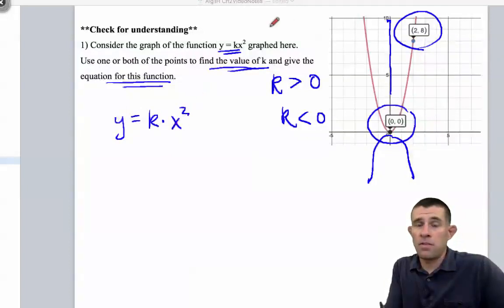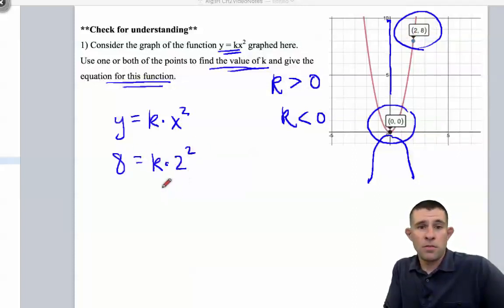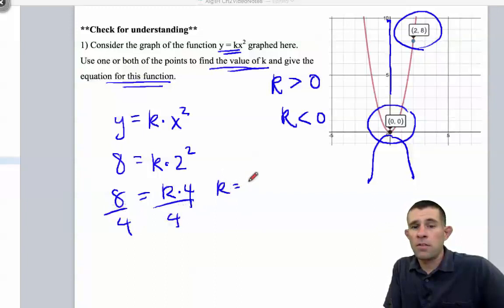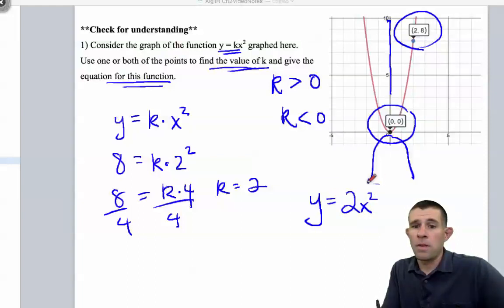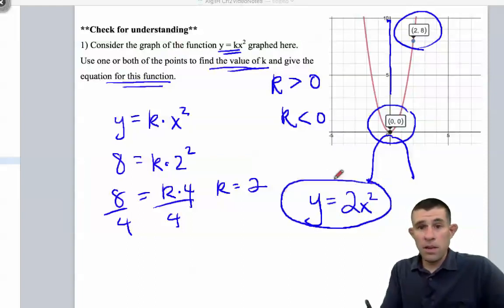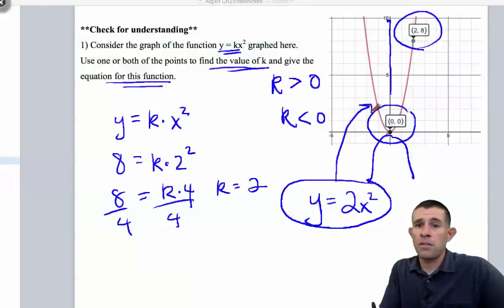So let's substitute the values in for x and y. So 8 is equal to k times 2 squared. 2 squared is 4, so that's k times 4 is equal to 8. Divide both sides by 4, and I have a value of k equal to 2. Now let's rewrite that equation as y equals 2 times x squared. And this is my direct variation equation that models this curve.